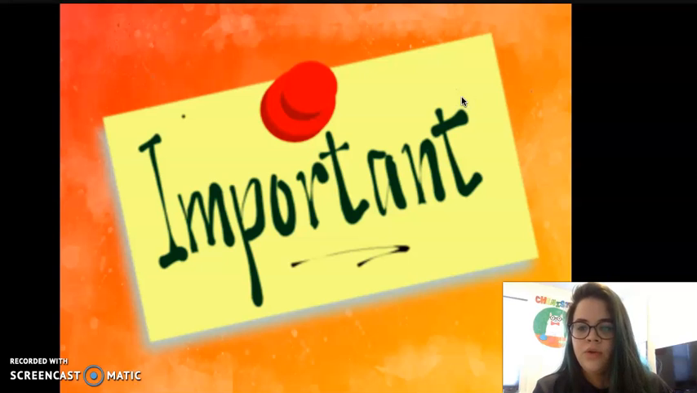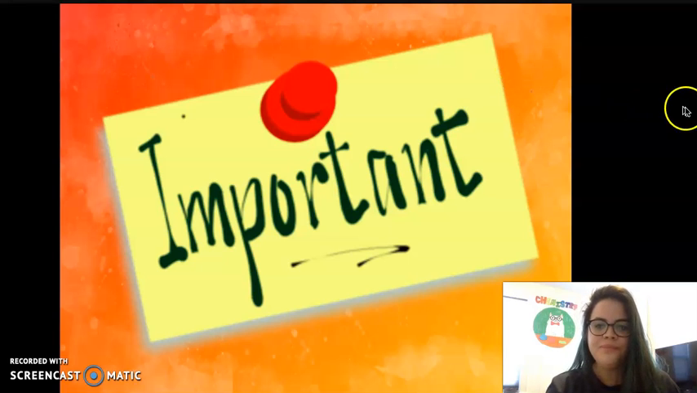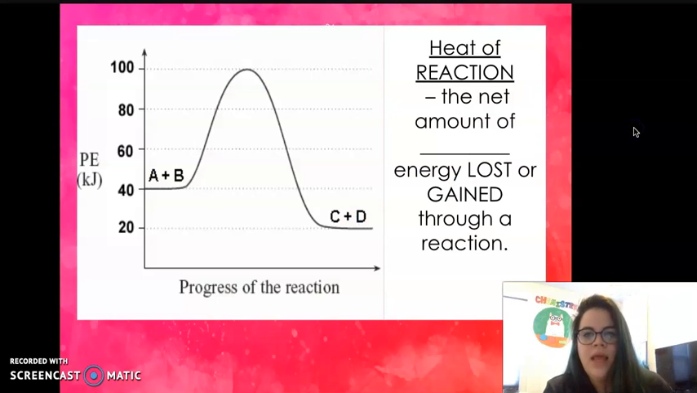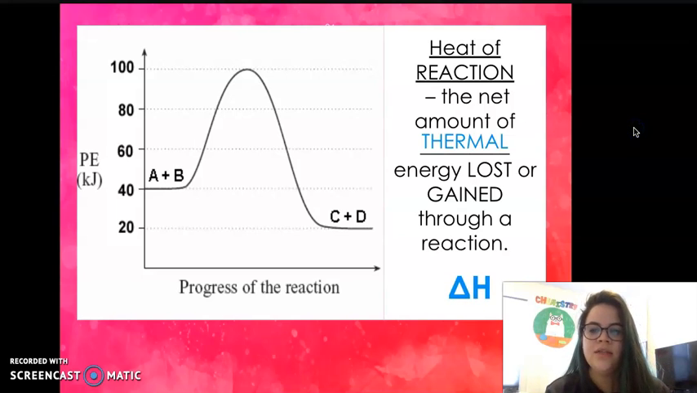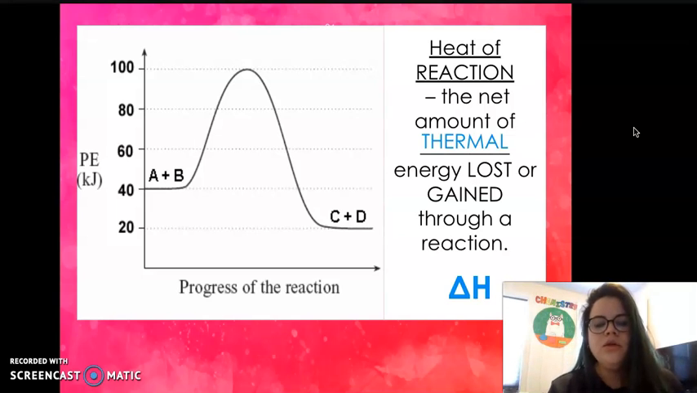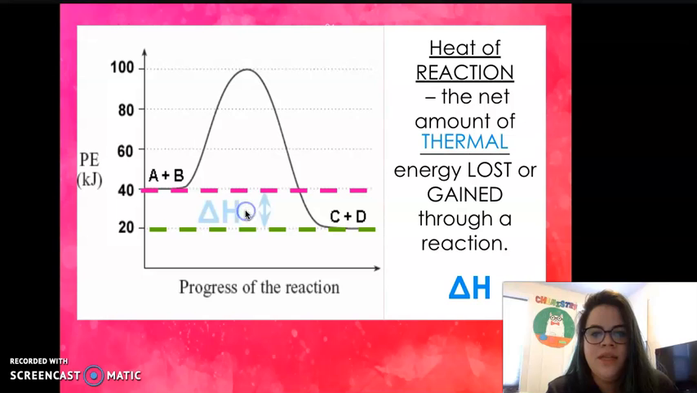So the next one that I'm going to go through is extremely important. It's the one the Regents will always ask you about, multiple choice, short answer, whatever, it's always going to come up. And it's going to be the difference between your starting and ending point. And that is going to be known as the heat of reaction, the net amount of thermal energy that is lost or gained through a chemical reaction. Our symbol for this is going to be delta H, and it is the change in heat from the beginning to the end of the reaction.